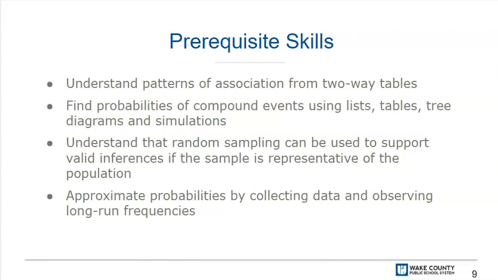Here are some key skills needed to be successful with the content in this unit. You should be able to understand patterns of association from two-way tables, find probabilities of compound events using lists, tables, tree diagrams, and simulations, understand that random sampling can be used to support valid inferences if the sample is representative of the population, and approximate probabilities by collecting data and observing long-run frequencies.